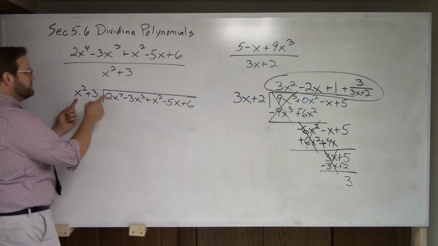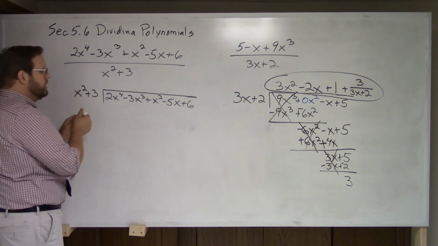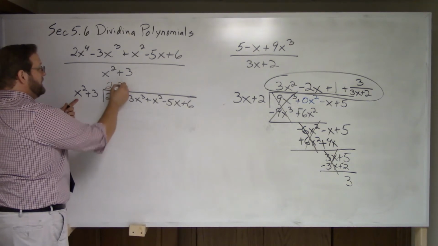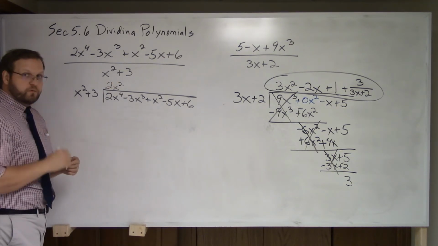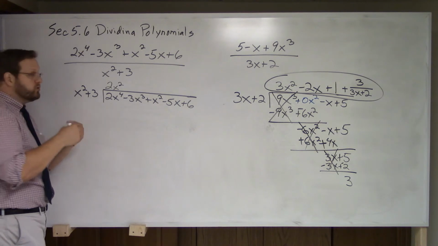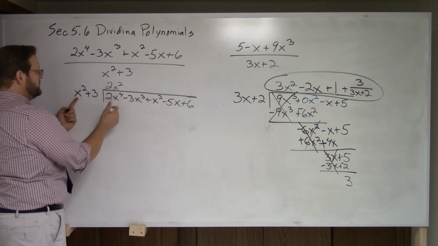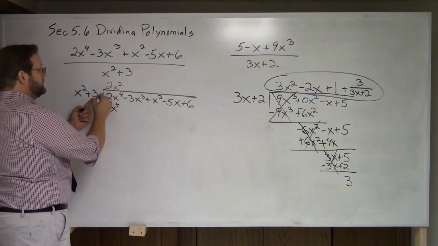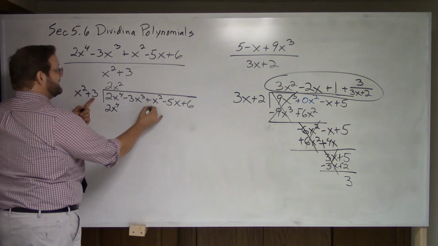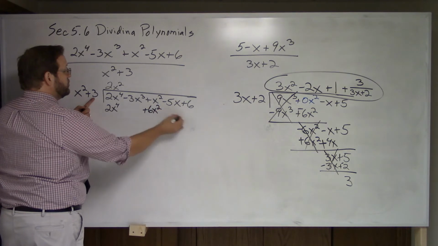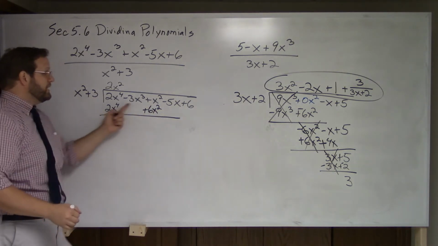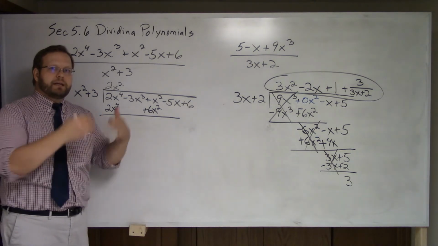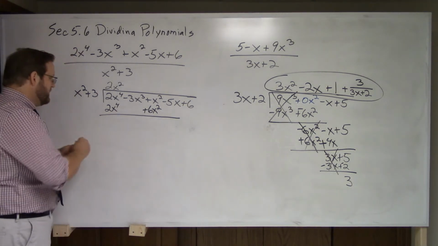X squared needs to be a 2x to the 4th. So I need to multiply by a 2, and then I need to multiply by an x squared to get the x to the 4th. Now, watch how I distribute. 2x squared times x squared is 2x to the 4th. 2x squared times 3 is 6x squared. Do you see how I jumped over here to keep the like terms together? Just stay organized. Then I switch the signs.